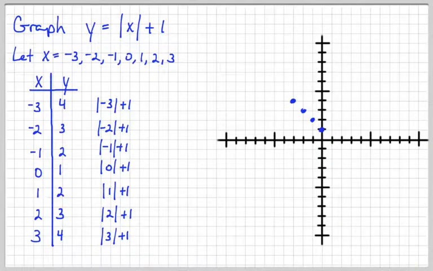So 1 comma 2. 2 comma 3. And 3 comma 4. So here I have 1 comma 2, 2 comma 3 and 3 comma 4, and you can see that they make a nice V shape. And again I have the arrows indicating that if I wanted to, I could continue plotting points that would go this way or that way. But the basic shape of an absolute value graph is this V shape you see here.